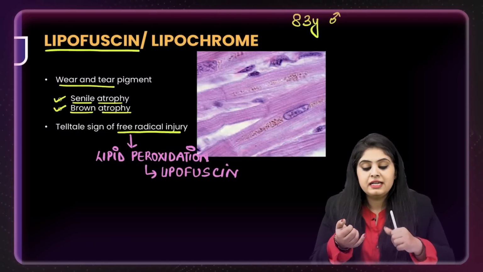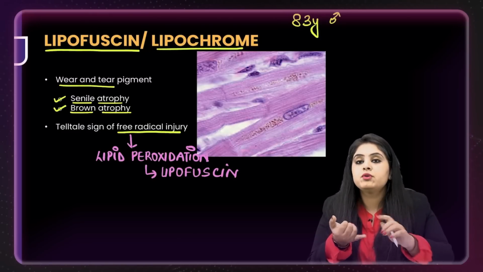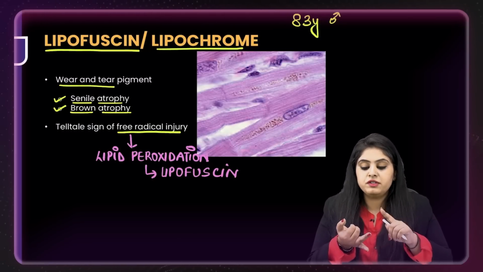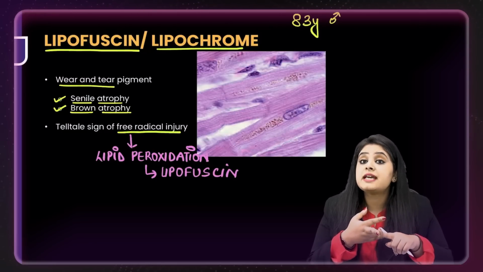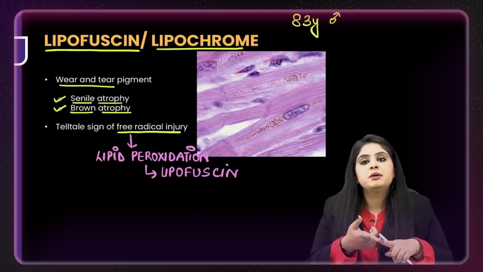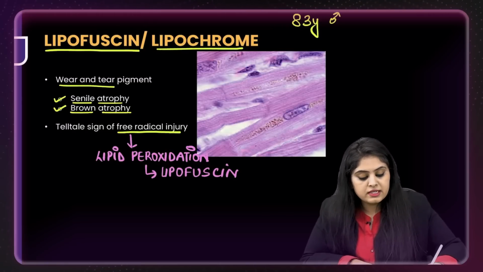These are all its names. Lipofuscin, also known as lipochrome, occurs in old age, so senile atrophy. It is brown in color, so brown atrophy. It tells me about the free radical injury. It's a telltale sign, and it tells me about the wear and tear. Now let's look at it under the microscope.